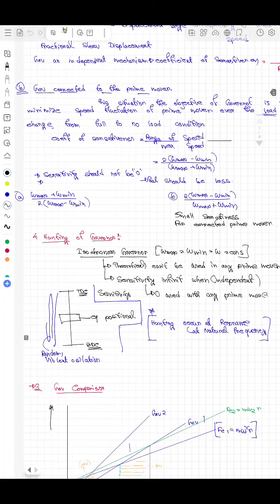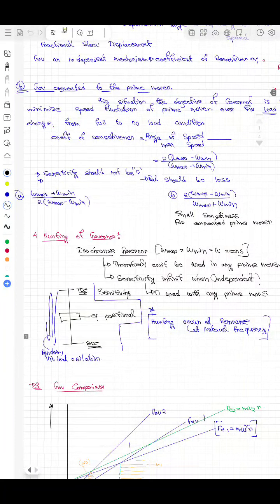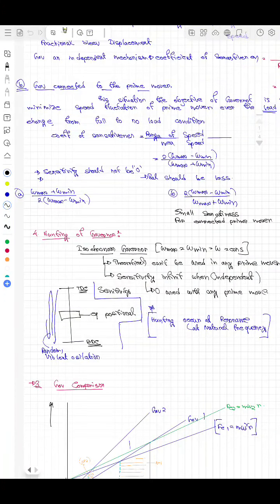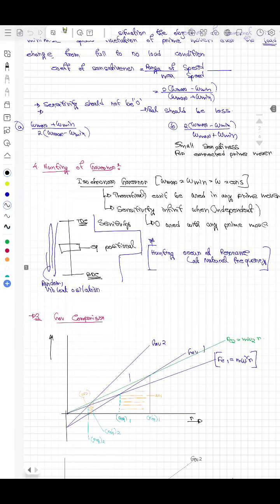Sensitivity should not be zero, that is the important point. In the two cases, the expression is ω max plus ω min by 2 over ω max minus ω min in one, and the inverse in the other. In one the denominator is small so the upper side is greater, and in the other the denominator is greater and the upper side small. So the sensitiveness for this case is small, and we want that. That is why it is selected when connected with a prime mover.